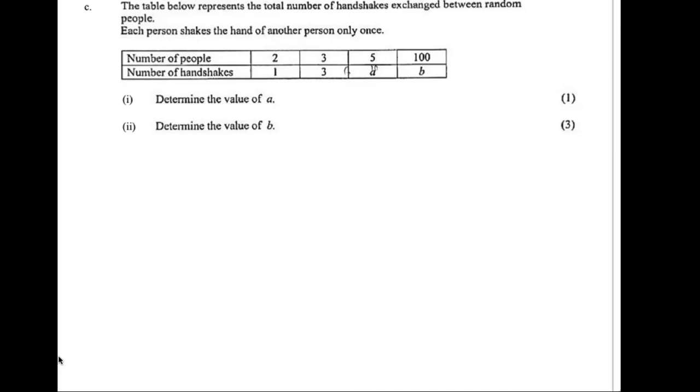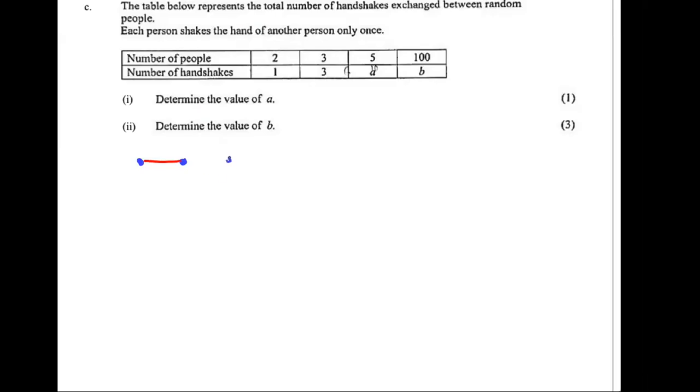The table below represents the total number of handshakes exchanged between random people. Each person shakes the hand of another person only once. So if I've shaken hands with Miriam, I'm not going to shake hands with her again. If Miriam has shaken hands with Wyatt, not going to shake hands again. And they give us this table. They say, if there are 2 people, there is going to be 1 handshake. Now, what I like to do is I want to try and visualize this. So if I've got 2 people, there's going to be 1 handshake. There it is. There's the 1 handshake.